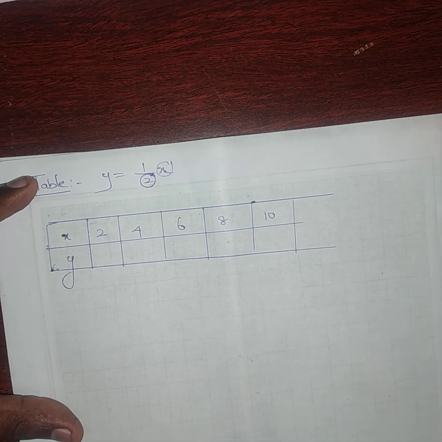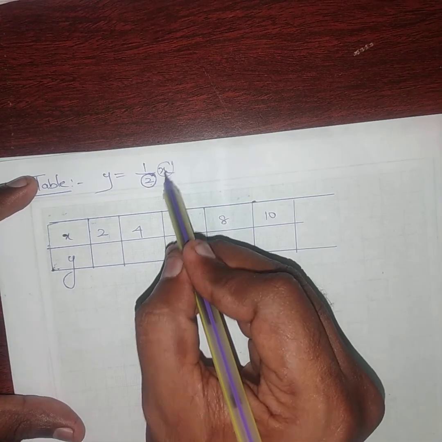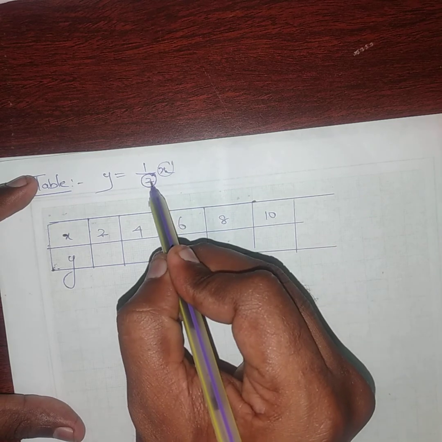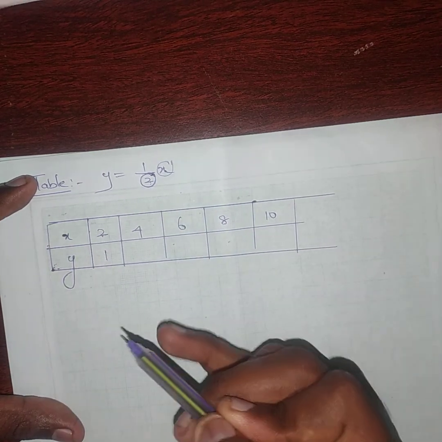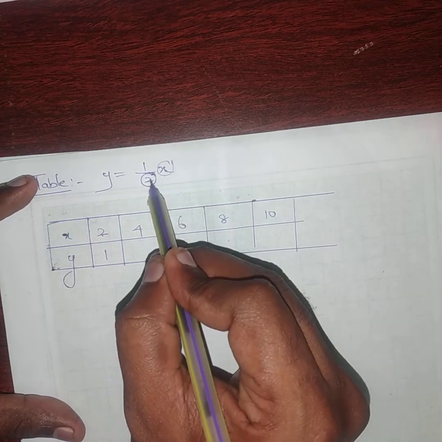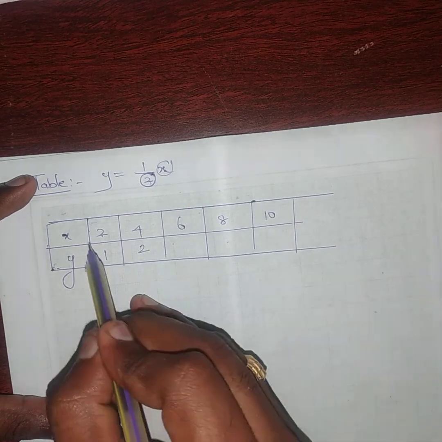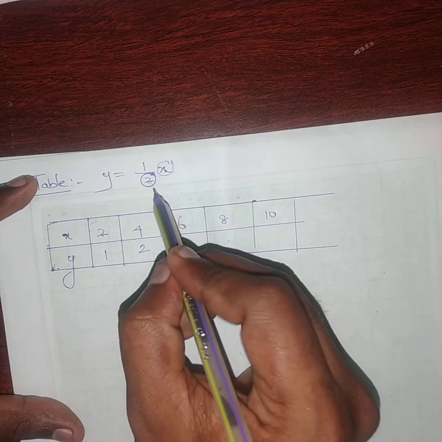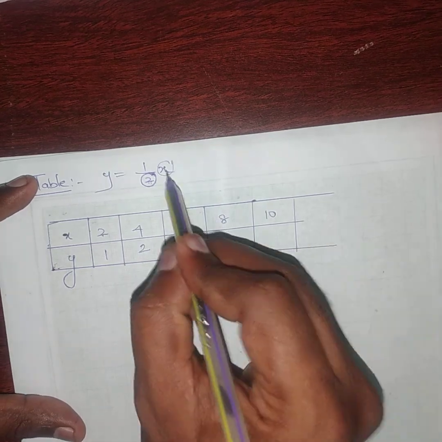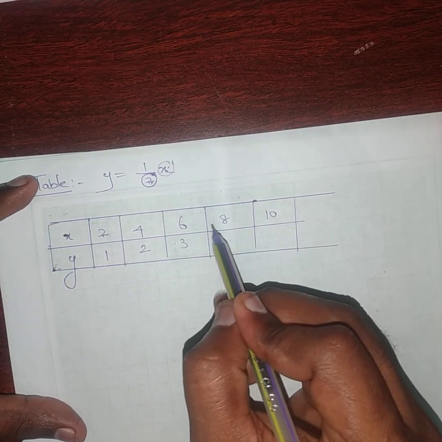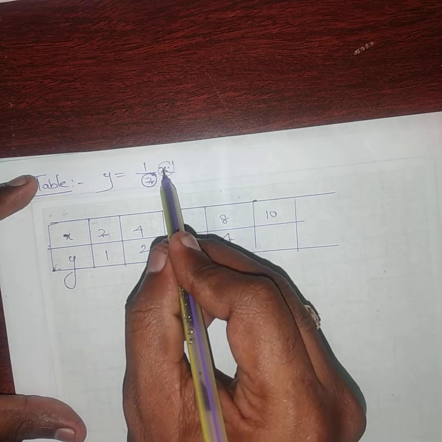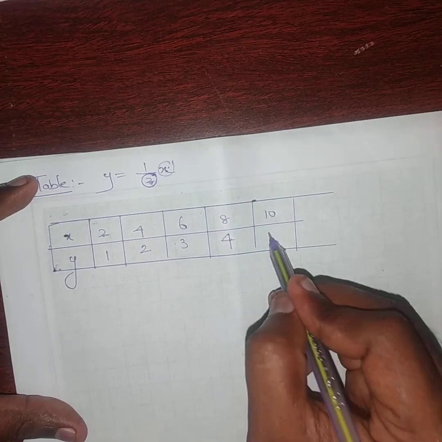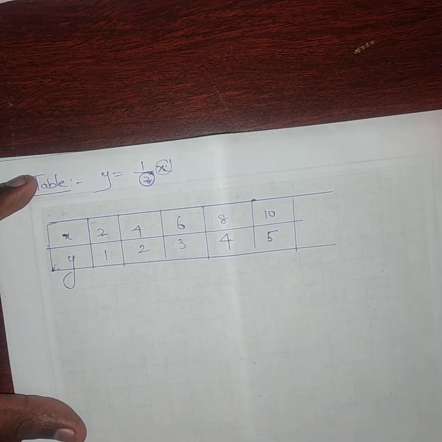It's no problem. What is the x value here? If we put 2 by 2, what is 2 by 2? 1. Put 4 here, 4 by 2 is 2. Put x value as 6 by 2, which is 3. Put x value as 8 by 2, which is 4. 10 by 2, last one, is 5. That's all. We can easily do the sum.